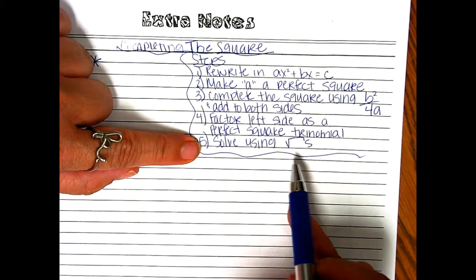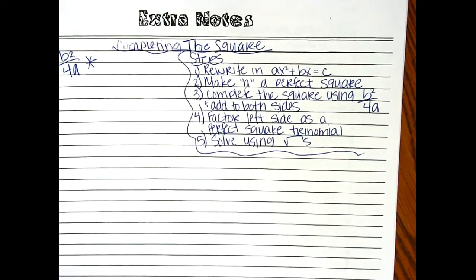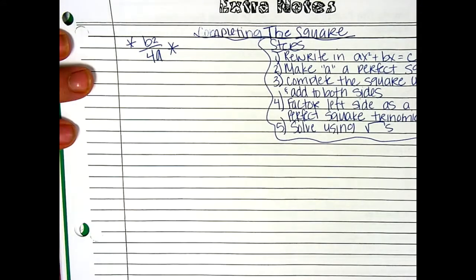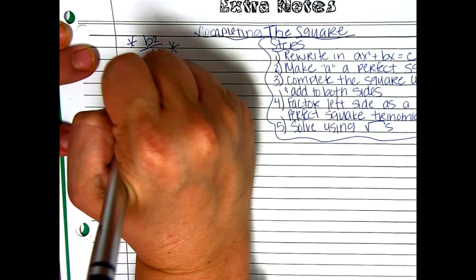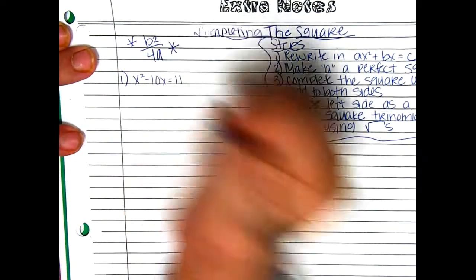Once you've done that, you're going to factor the left side as a perfect square trinomial and then solve using square roots, just like yesterday. If you don't remember about the perfect square trinomial, please feel free to go back in your notes to factoring using special products.